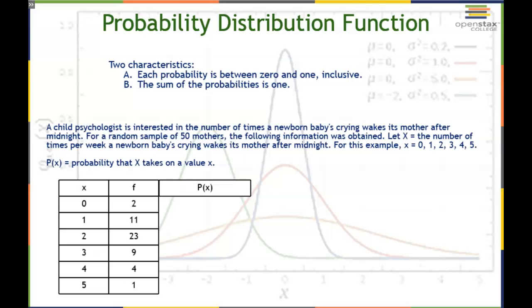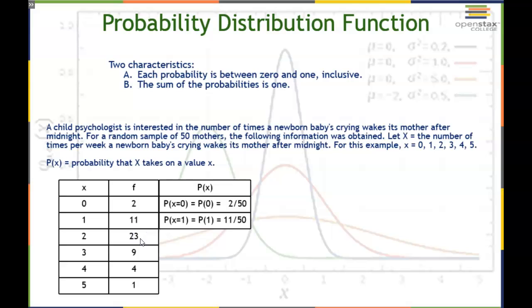The probability is this. We have a total of 50 moms. There were 2 moms out of the 50 whose baby did not wake up after midnight. So they woke up 0 times. The probability of 0 times waking up is 2/50. 11 moms experience their baby waking up 1 time per week after midnight, and therefore the probability of x equals 1, or probability of 1, equals 11/50.